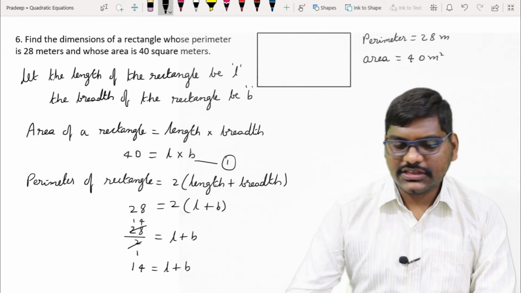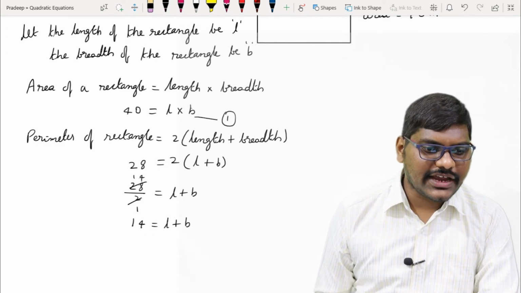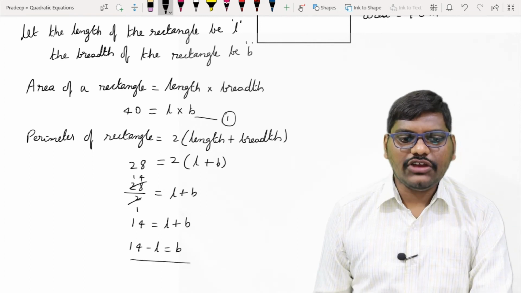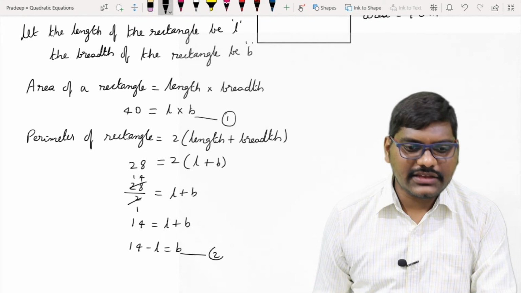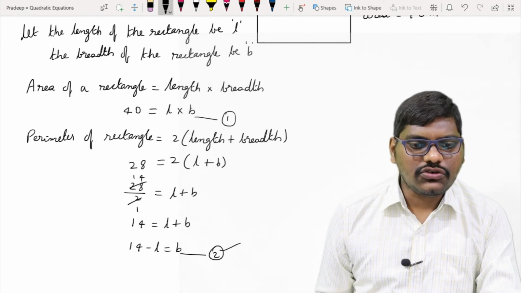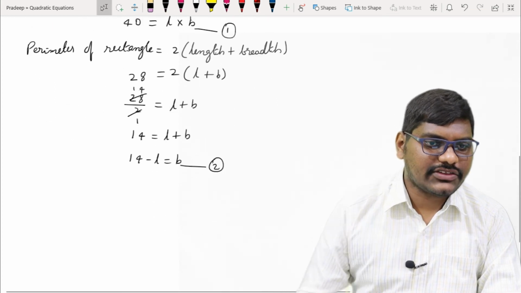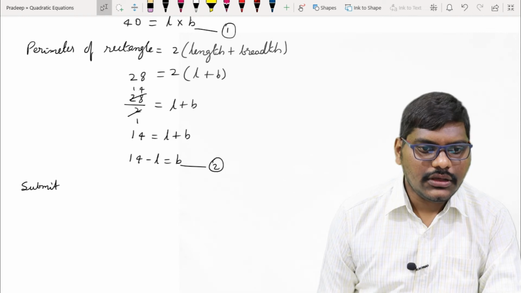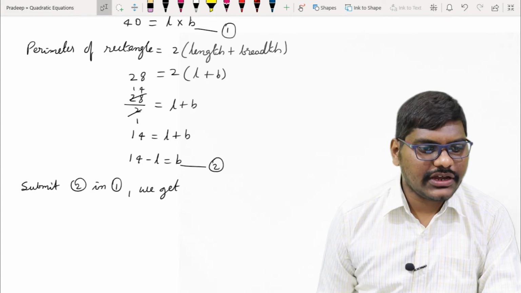So this is the equation which we got. Now I'll send this L to the other side, so I get 14 minus L equal to B. So the B value we got is 14 minus L. I'll take this as equation 2, and this equation 2 I'll substitute in equation 1. So let us write the same: substitute 2 in 1.